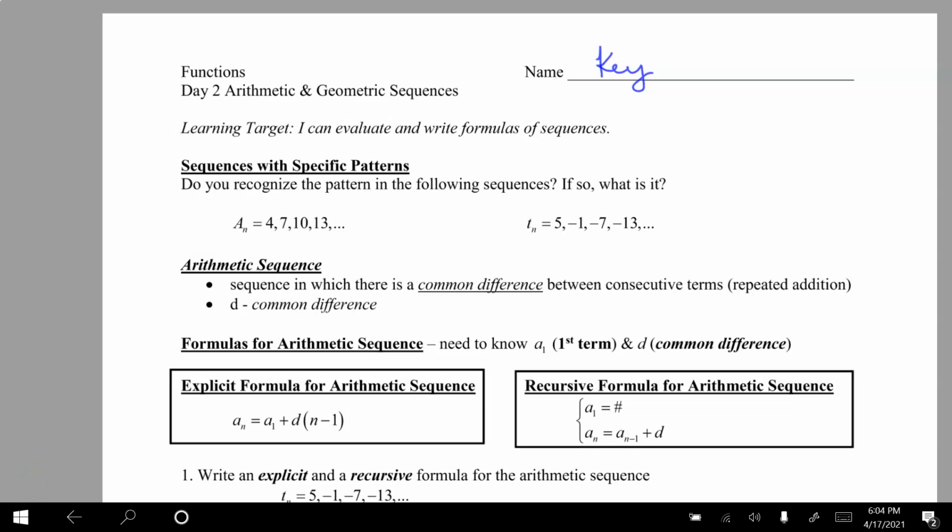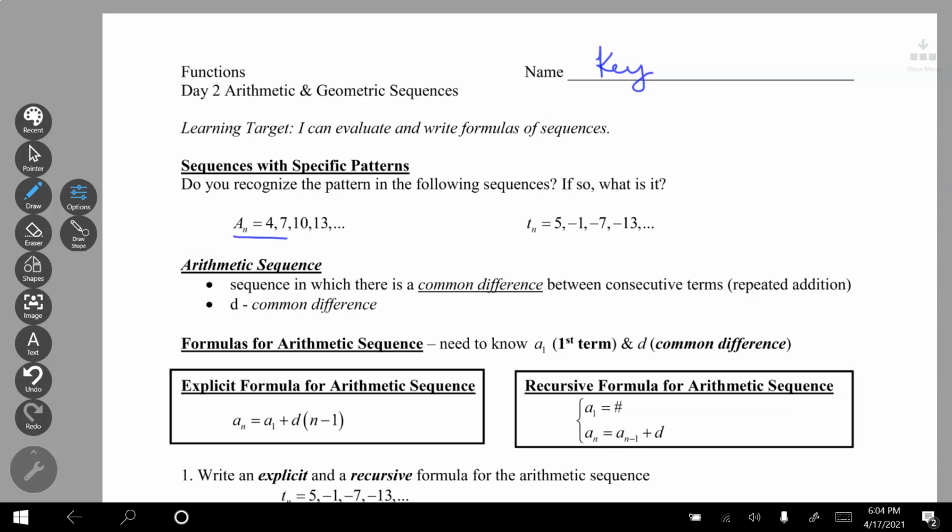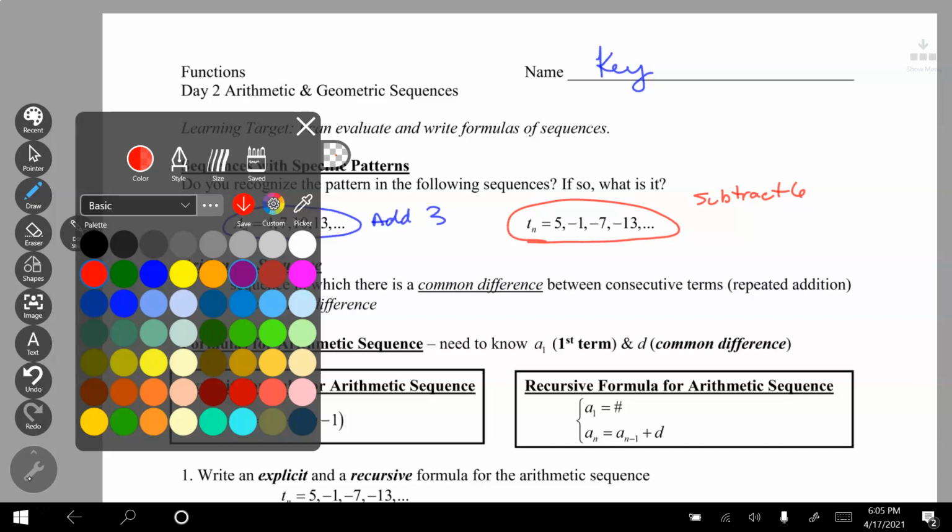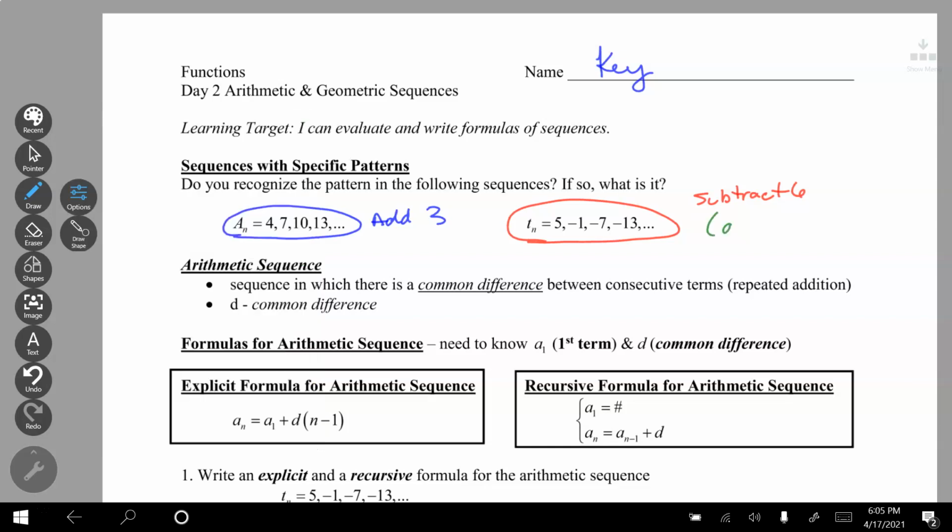Welcome to Day 2, Arithmetic and Geometric Sequences. We're going to look at sequences that we did last class, but these sequences will have a special pattern. So let's look at special patterns. The very first one right here, I see that I'm adding 3 to every term. And this one right here, I am subtracting 6, but it's actually better to say add -6, and we'll talk why we should do it that way in a minute.